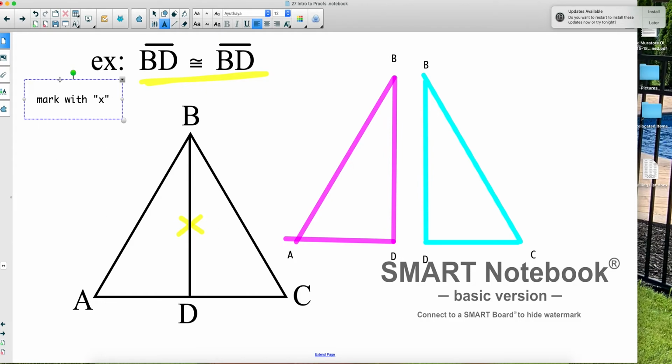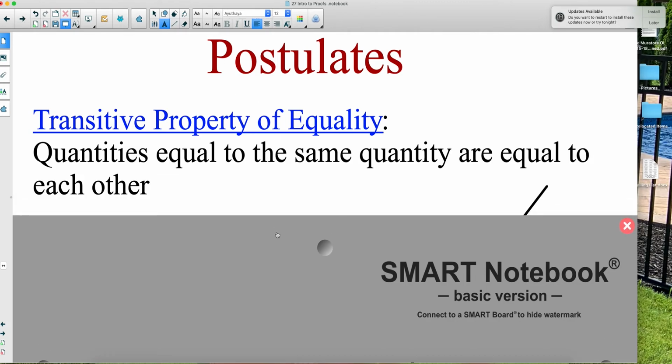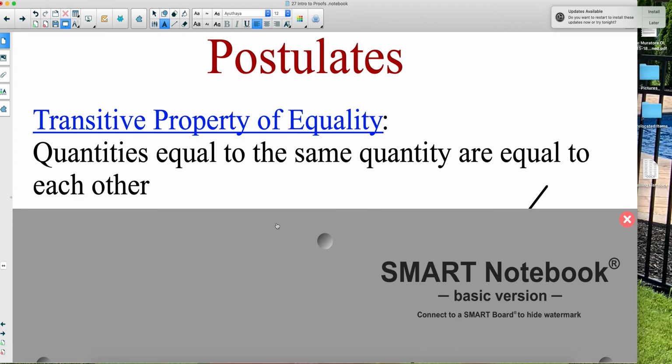As so. That shows that it is congruent to itself. Okay, moving on. Something called the transitive property of equality. Now this is interesting. This says quantities equal to the same quantity are equal to each other.